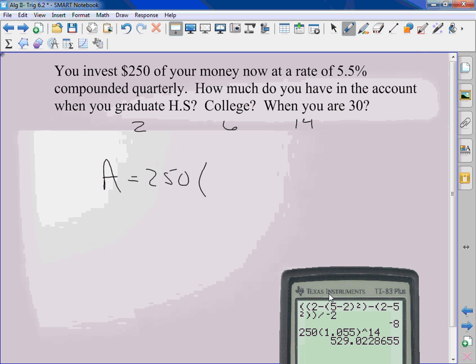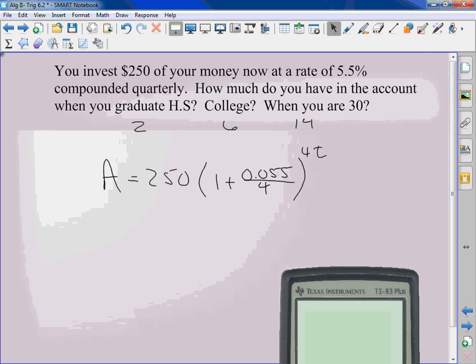Still 250. This is the difference. What's my N here? Over 4, because it happens 4 times a year. That's where this is different. And this is 4 times the amount of time. I want you to find out how much you have in the bank after 2 years, 6 years, 14 years. It's happening 4 times a year. That's what quarterly means.